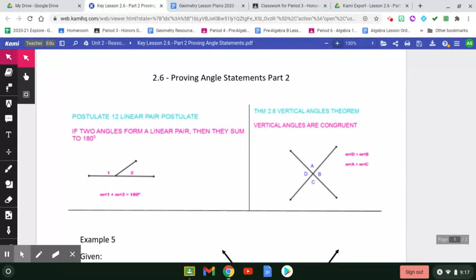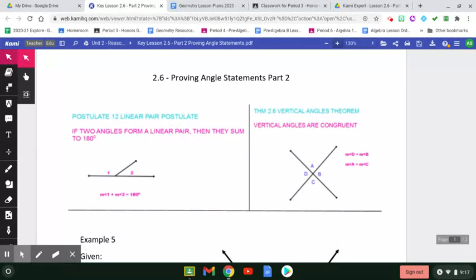The postulate that we're going to work on today is called the linear pair postulate. What it states is if you have two angles forming a linear pair, then they sum to 180 degrees. So if you have the measure of angle 1 plus the measure of angle 2, it has to equal 180 degrees. And the theorem that we're going to be looking at today is the vertical angle theorem.